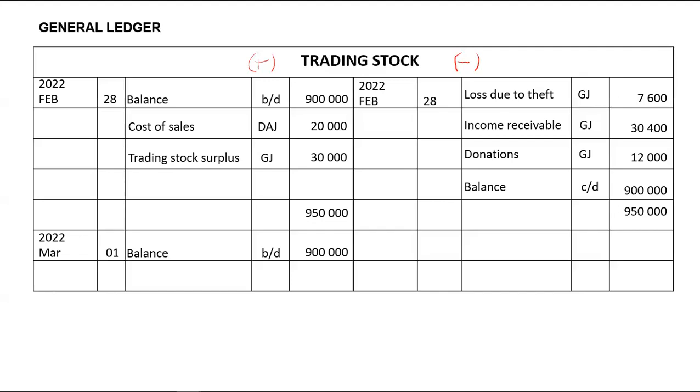I started with balance brought down because I wanted to show you where the 30,000 comes from. The 30,000 comes from us comparing what we had as the balance with what we had in the warehouse. 900,000 is what we had in the warehouse. And I did show you how to calculate the 30,000. You should be fine with that. All right.